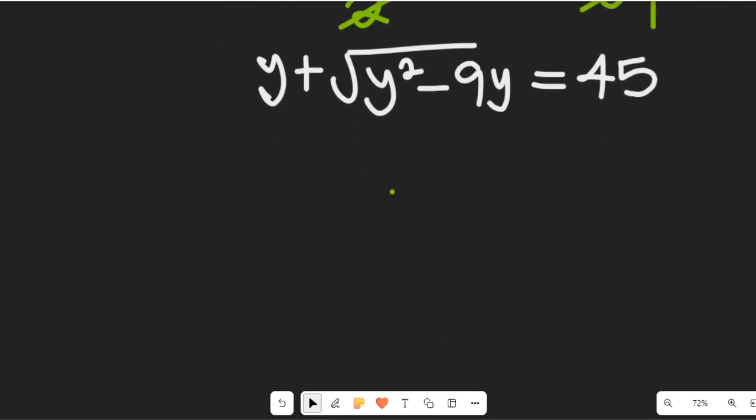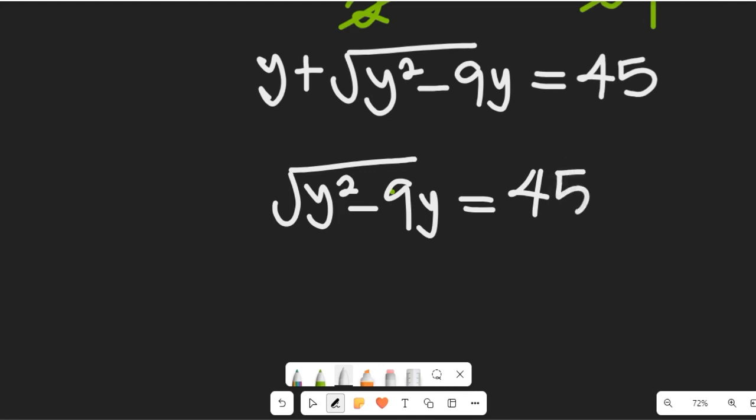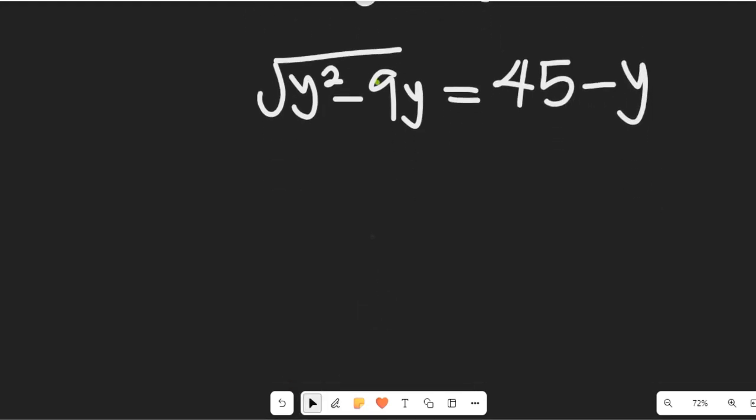So what do you see? We still come back to a situation where we have a square root. So with this situation, what I'm going to do is to simplify. Let the square root remain, y squared minus 9y. Let me collect terms without the square root, and that will give me 45 minus y, right? So to simplify, let me square both sides.